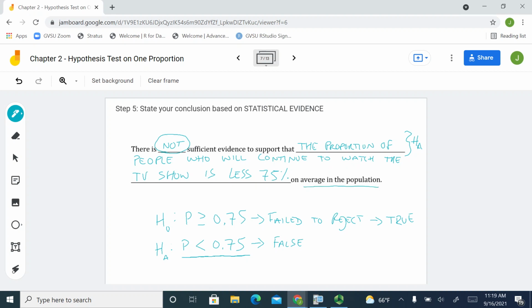So that last statement that I underlined is really generalizing this out to the population, and it's saying that the majority of the time this value of our sample proportion is not going to be smaller than 75%. So now we just made the decision based on statistical evidence. So hopefully this helps you with navigating hypothesis testing and gives you a little bit of insight on that.